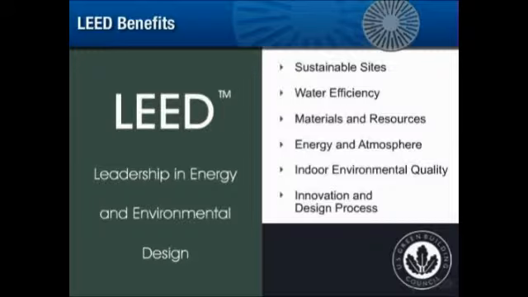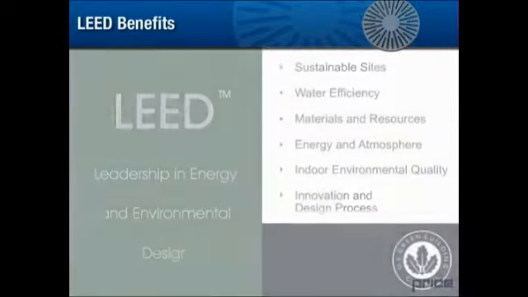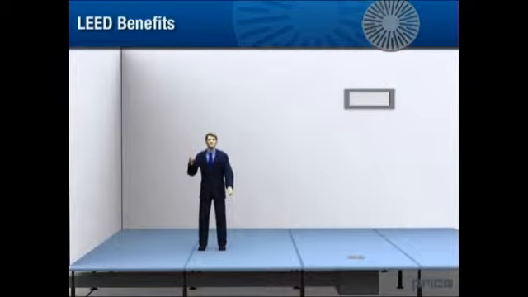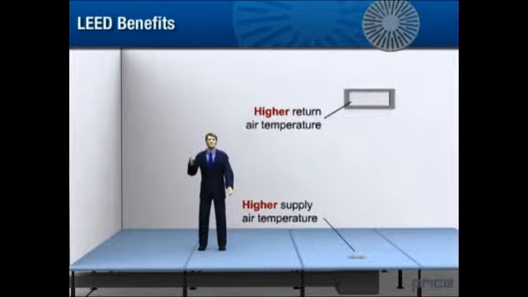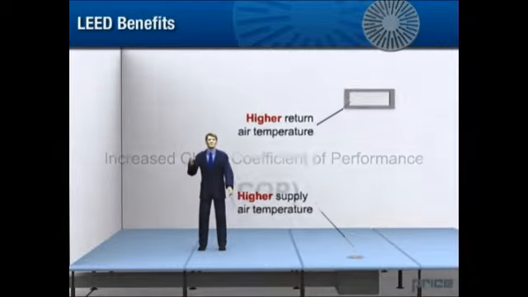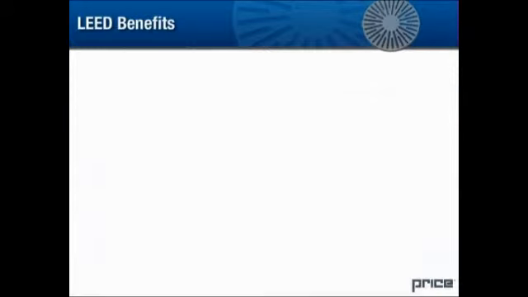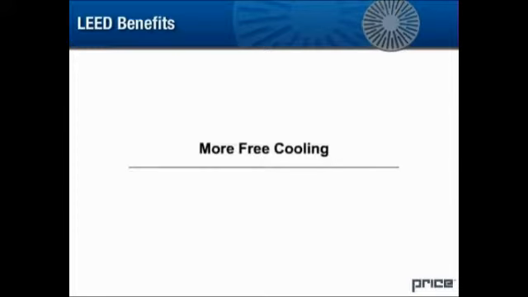Underfloor air distribution can help achieve LEED points in several ways. Efficient chiller performance. Due to the higher supply air temperature and stratification above the mixing zone, the return air temperature of a UFAD system is substantially higher than a mixing system. The increased return air temperature and supply air temperature contribute to an increased chiller coefficient of performance, or COP, providing energy savings.